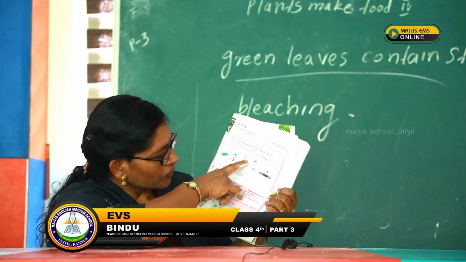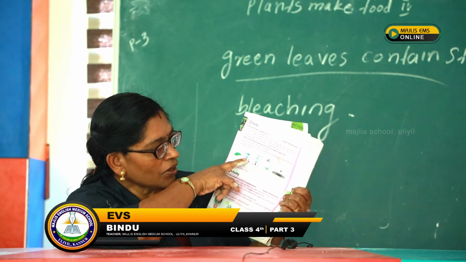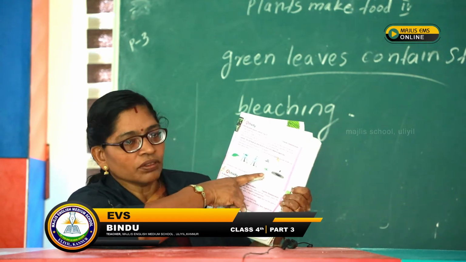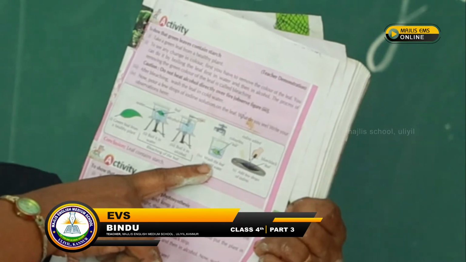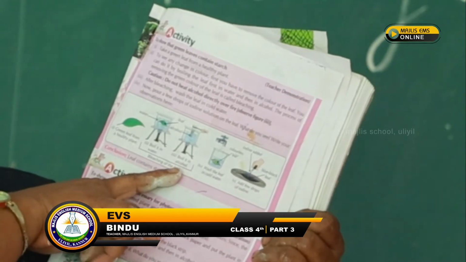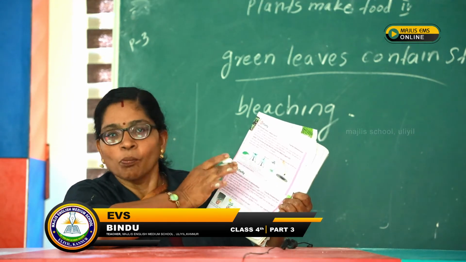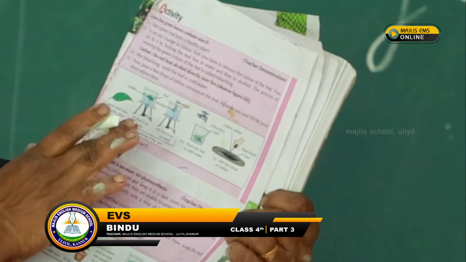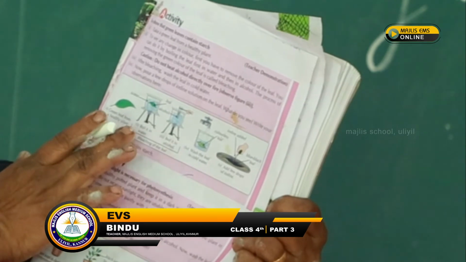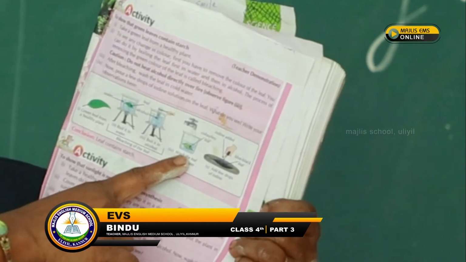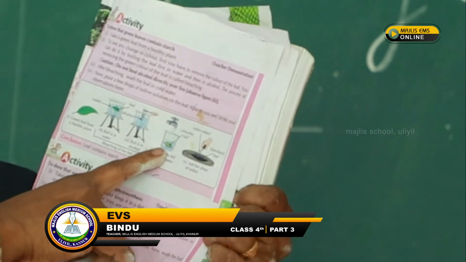Yes. Then, after boiling in water and alcohol, you wash it with cold water. Okay. And that process, yes, very good. That process is known as bleaching. So, when the bleaching process is over, the leaf changes into which color? Okay, very good, white color.